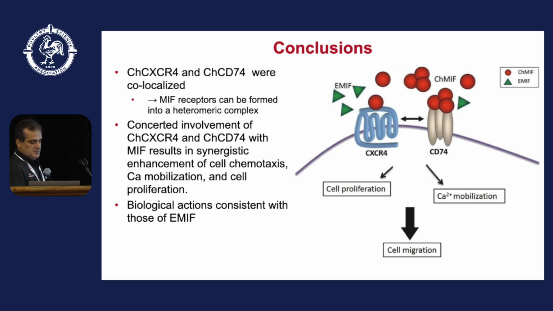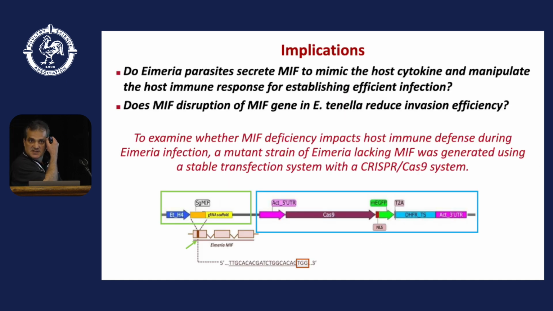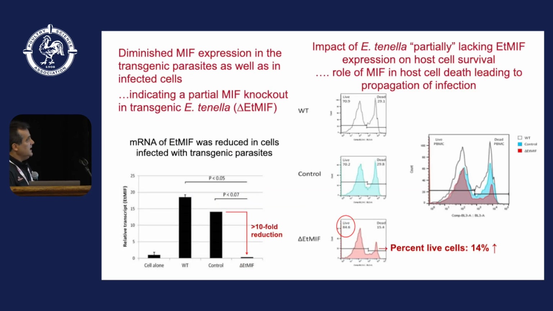Okay, so thank you. So what we decided to do is, what happens if we knock this out or knock it down? Does that change things? So we designed a study with CRISPR-Cas9, quickly, I'm not going through details of this, to look at what happens if we get MIF deficiency in Eimeria tenella, how does that impact the response of the host? And following that, we found there is a diminished MIF expression in the transgenic parasites after generating that, and that caused a tenfold reduction in the Eimeria MIF that's produced by these transgenic Eimeria.